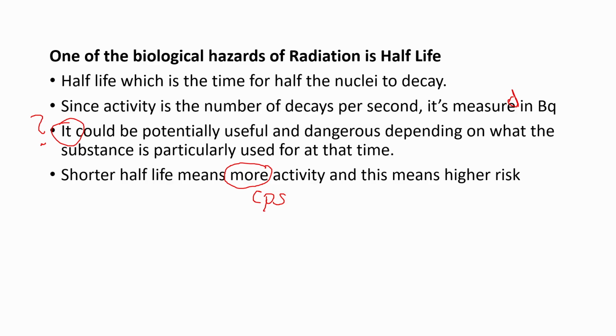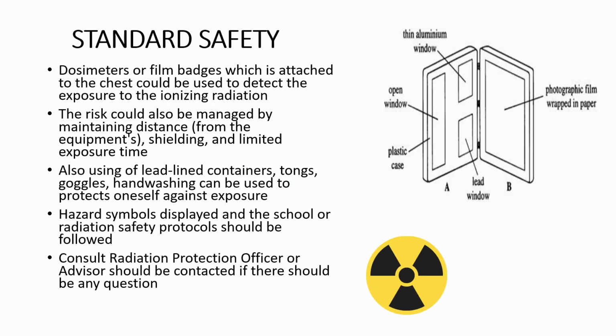Okay. Yep, this all looks good. And I like the fact you've gone through different things we can do to reduce risk. That looks nice. And you can then ask the students, what's the point of a lead window, an aluminium window, an open window, and paper, and just go back and relate it to the different types of radiation, which ones it stops, which ones it allows through.